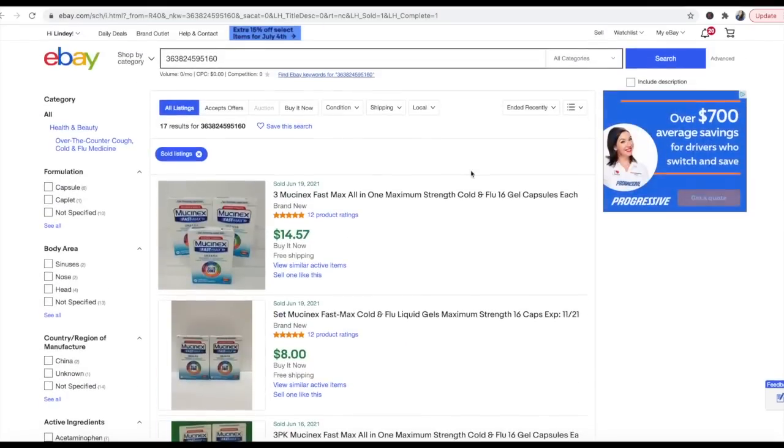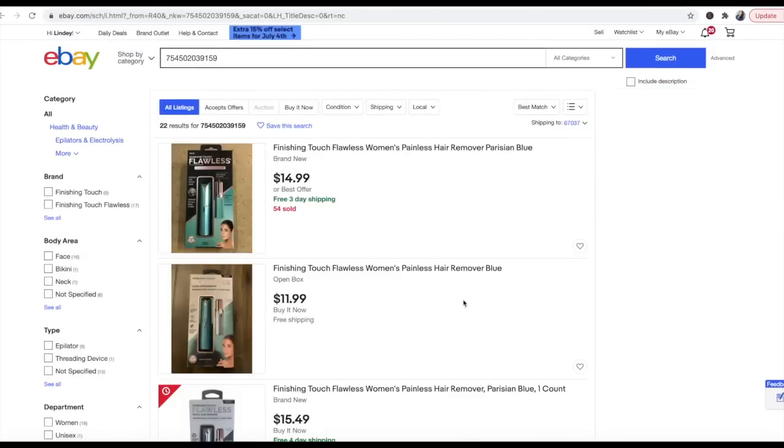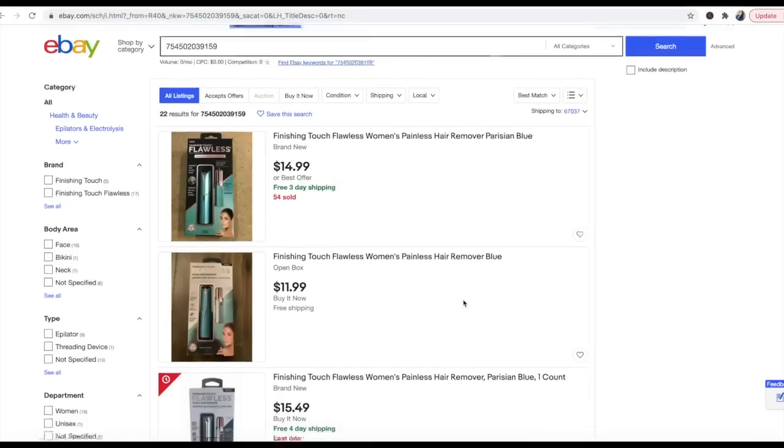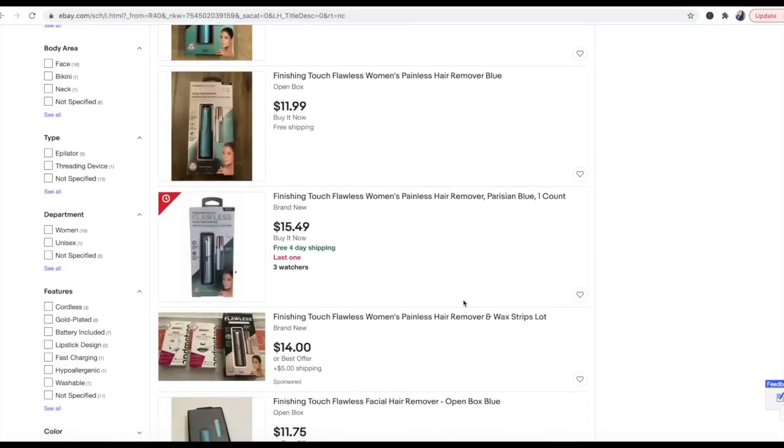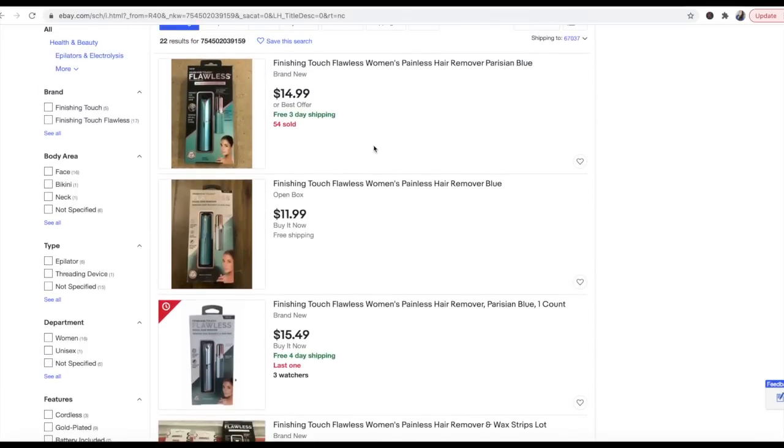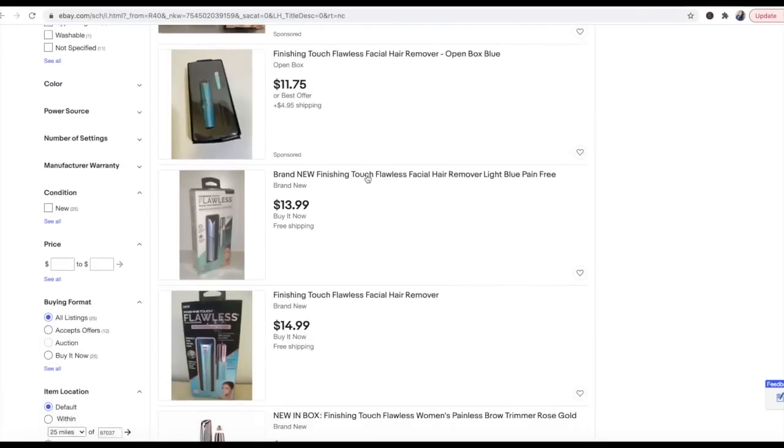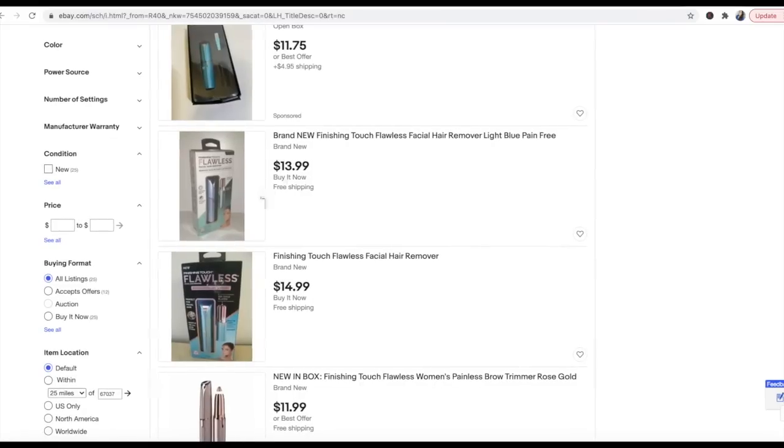All right, let's do one more example. All right, so now we're looking at one of these finishing touch flawless hair remover devices. I can tell you that the one I am looking at is not this exact one. I think it's because it's a UPC issue. Maybe the UPC is tied to multiple shades. The one I'm looking at is more of a blue, and this one is a teal. Well, I guess it says blue here, but mine doesn't look like that. But anyways, I digress. This is more of what mine looks like.